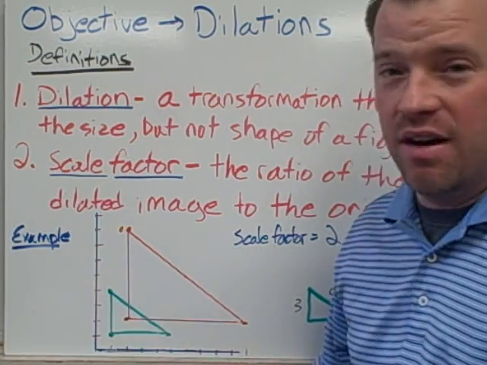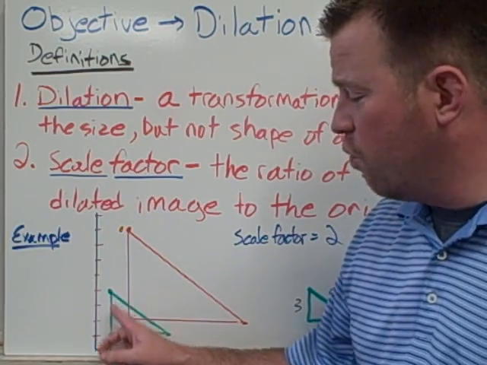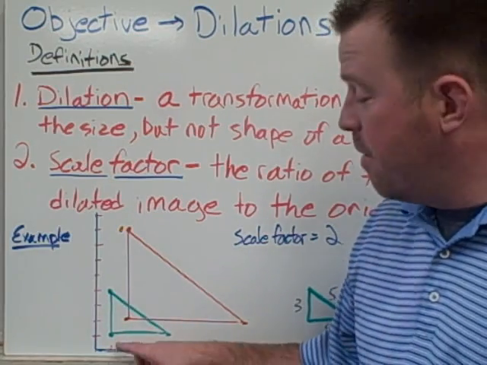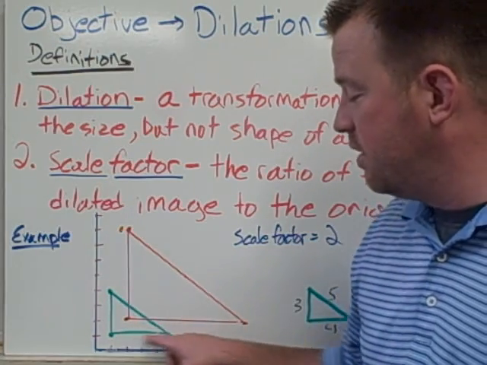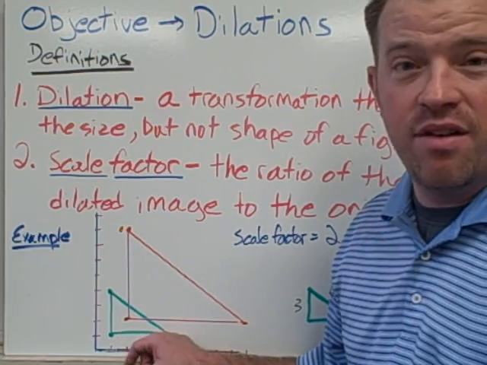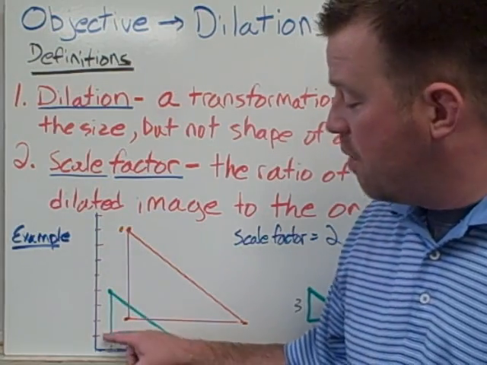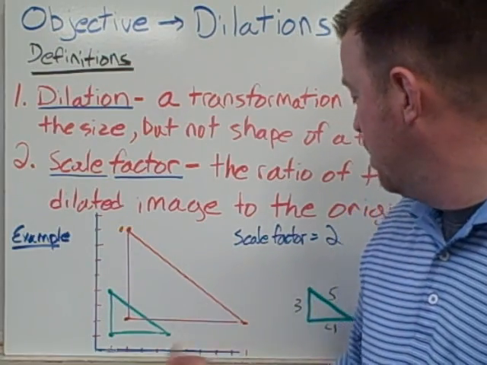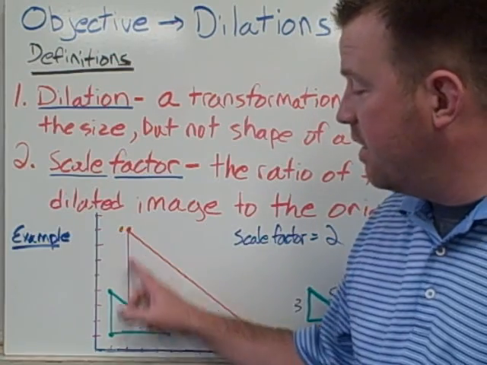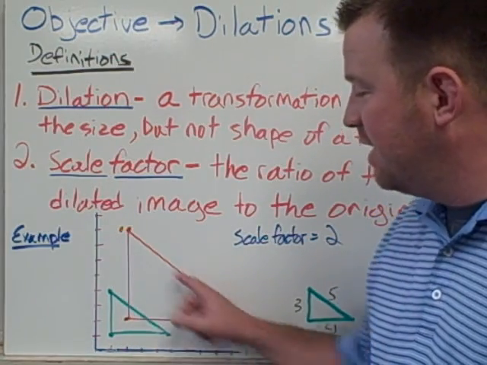On this grid right here, I've plotted 3 points and connected them to make a right triangle, this little green one here. The units on this side are 3 units, and 4 units this way. So we know from the Pythagorean theorem that we have a 3, 4, 5 right triangle. Based on these ordered pairs, I have dilated the image by a scale factor of 2 and created this red triangle, which is now 6, 8, 10.